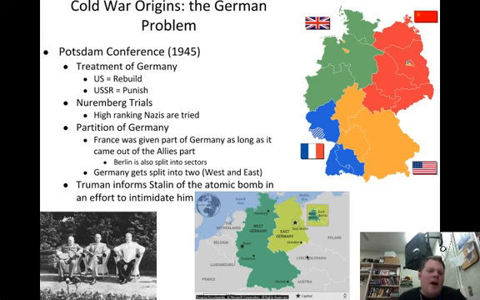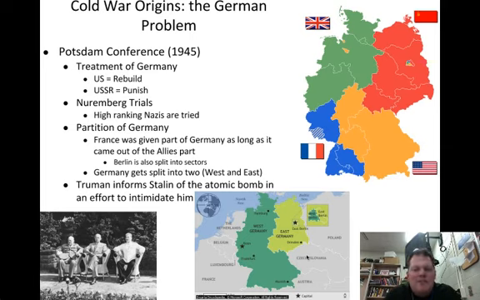At the Potsdam Conference in 1945, it's very clear that both sides have different opinions on Germany. Like I already said, the U.S. wants to rebuild it, the Soviets want to punish it. There is some agreement on how to punish Nazis, so everyone agrees on that. And so we have the Nuremberg trials, which punishes the high-ranking Nazis there. But what happens in Germany after World War II is that it's partitioned.